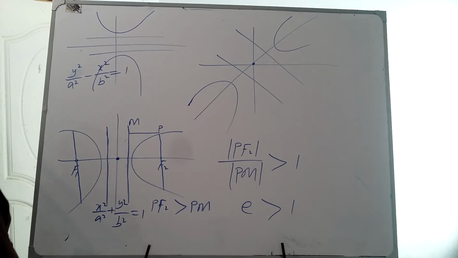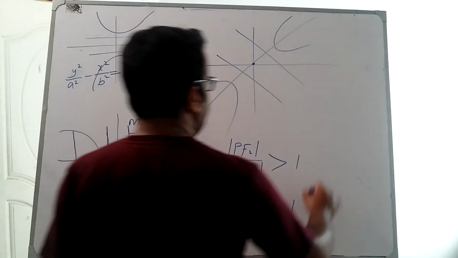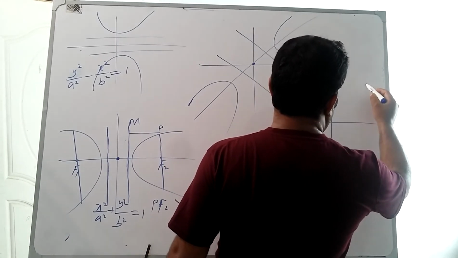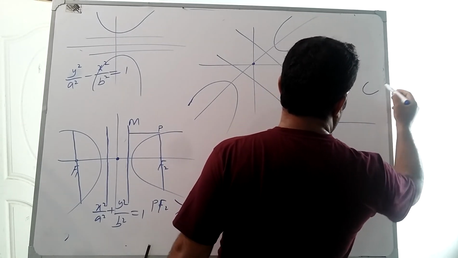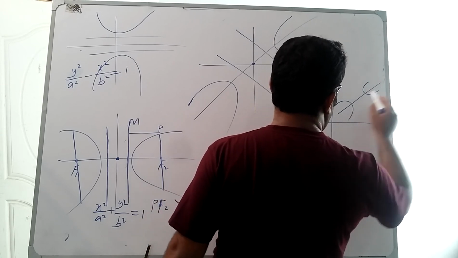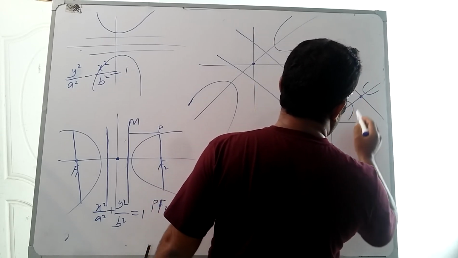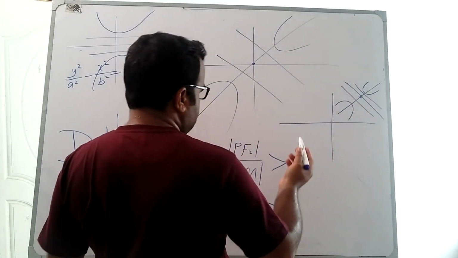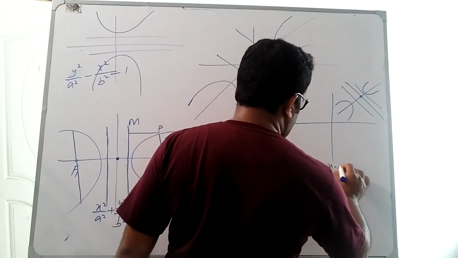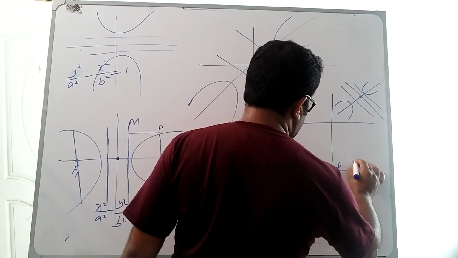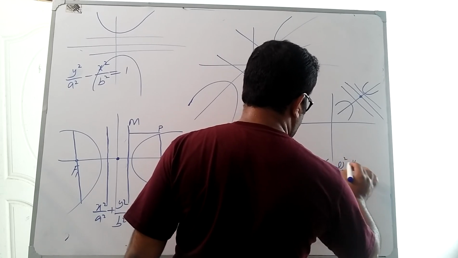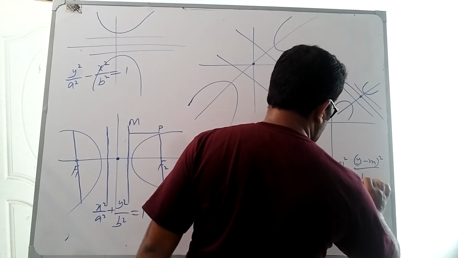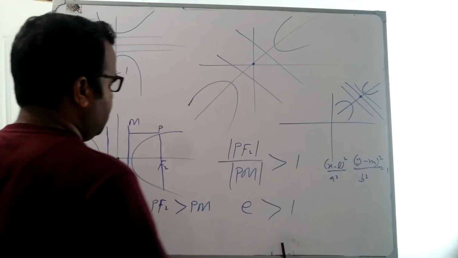So if the center does not lie on the origin, it may be just like that. This is the center. Of course, these are two directrices. If the center does not lie on the origin, then in this case (x minus l) square over a square minus (y minus m) square over b square is equal to 1, where l and m is the center.